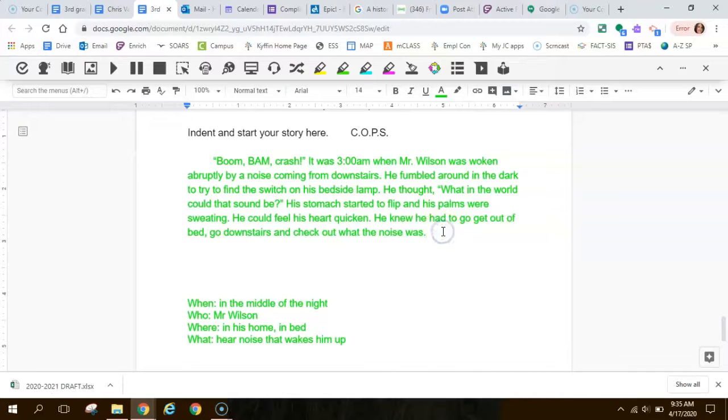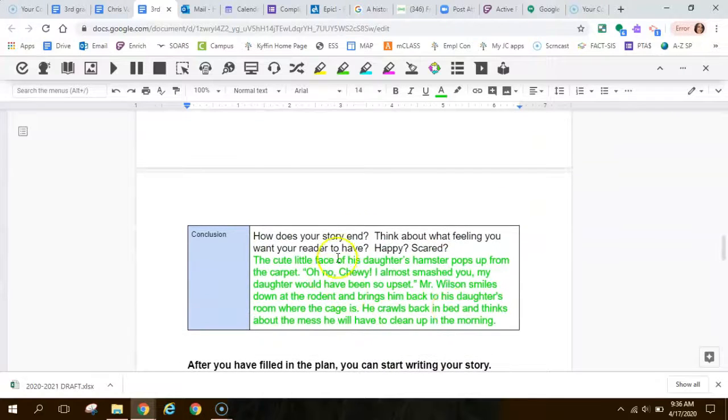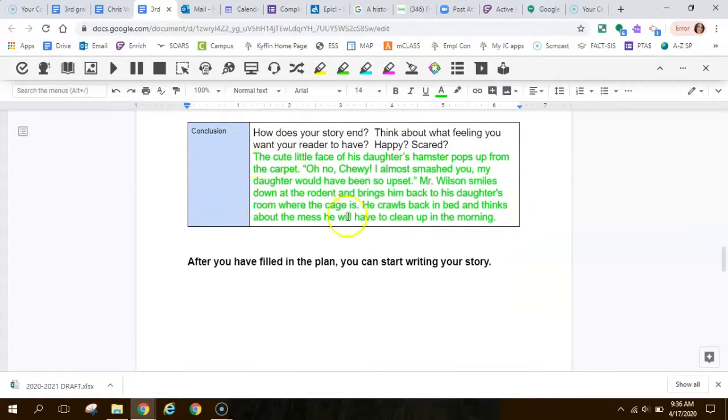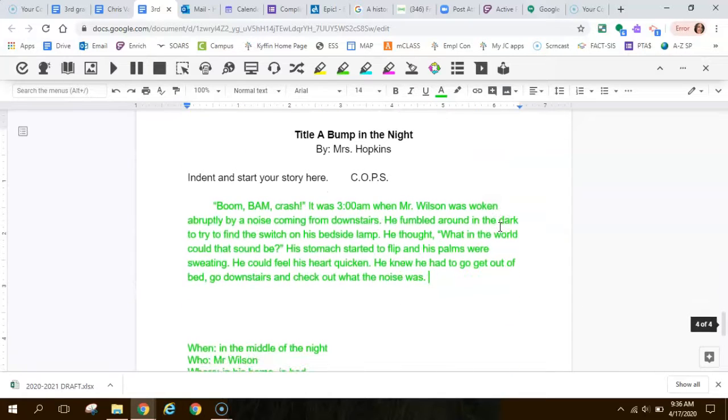Okay, so I'm going to add one more thing just to build up my story. Mr. Wilson, if you remember from my plan, what happens at the end of this is that it's his daughter's hamster. So mine has a happy ending. With this, I have to kind of talk about his daughter, somebody in the house. So I have to introduce that character. Now, I didn't really come up with that until the end of my story, so it wasn't really part of my brainstorming introduction. But you want to think about the plan as a whole, especially when you're making a story that makes sense from beginning to end.